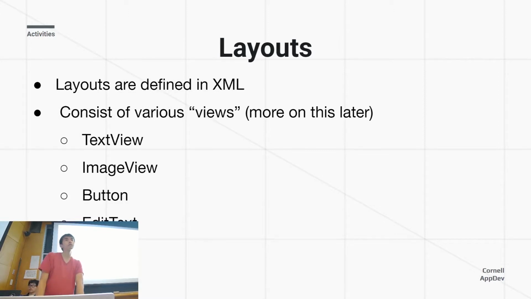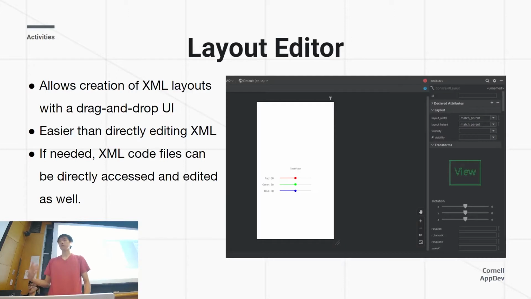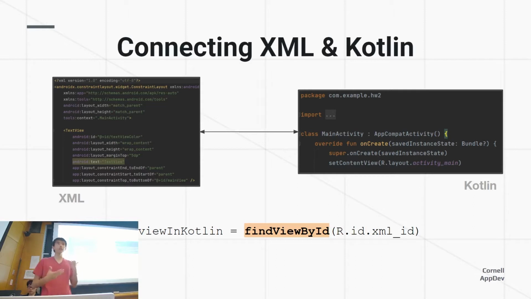So layouts, we will also be going over how to make them with the layout editor in Android Studio. They are defined in XML, which, if you could remember, is a sort of hierarchical tree with a very interesting syntax. And so the layout editor will help you make it without any sort of difficulty there. Of course, if you want to connect the layout, the XML, and Kotlin, you want to use findViewById in order to pull the views from your XML, from the layout files, and actually interact with them with logic in Kotlin.